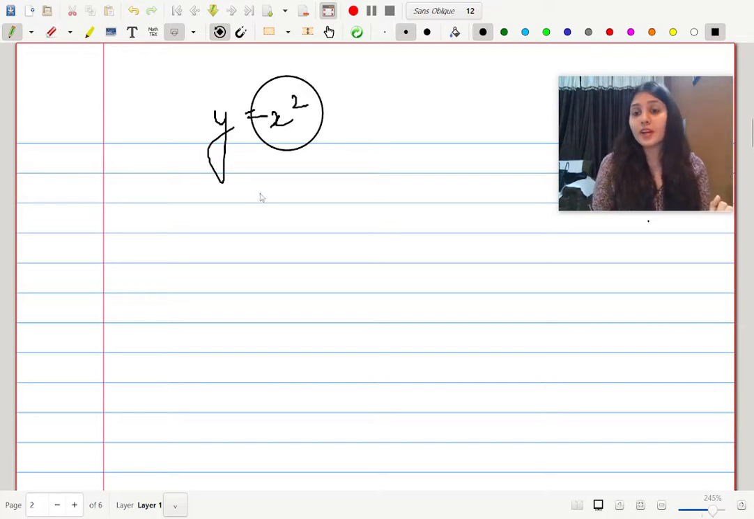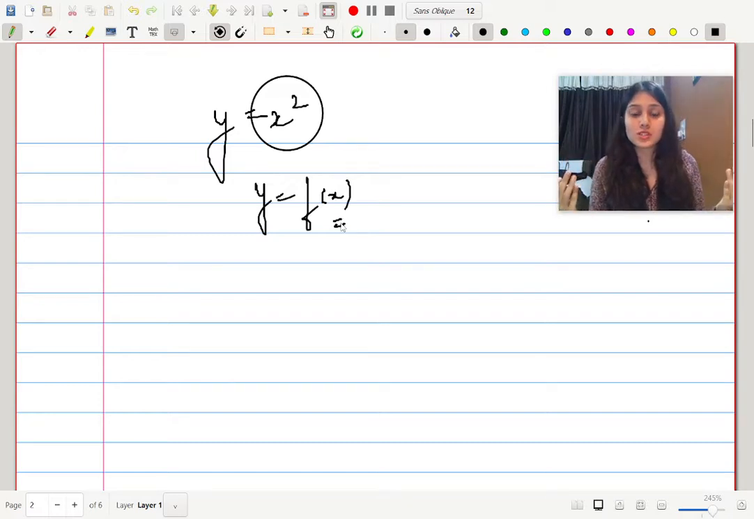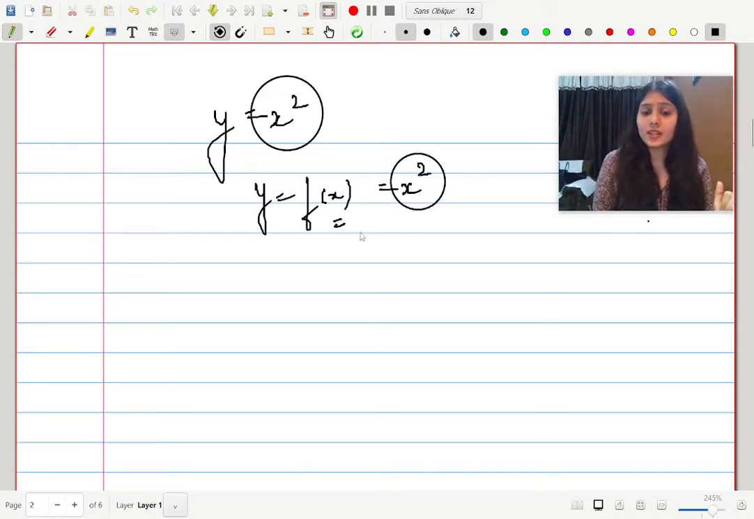So that's why you may have heard that y is a function of x. It means y depends on x. y is a function of x is nothing but y depends on x. And how does it depend on x? It's by this relation, x squared. Is that clear?